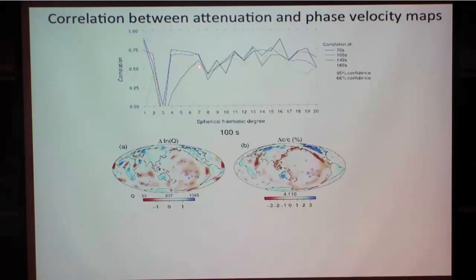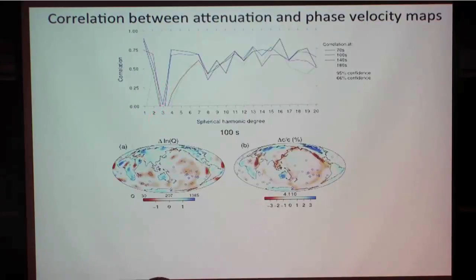are above this curve. And what we can see is that at 70 and 100 second period, the correlation is above the 95% confidence level from degree 4 to degree 20. At longer period, it starts at degree 6, and for degree 3, there is a clear either an anti-correlation between the phase velocity and the attenuation, or a null correlation.